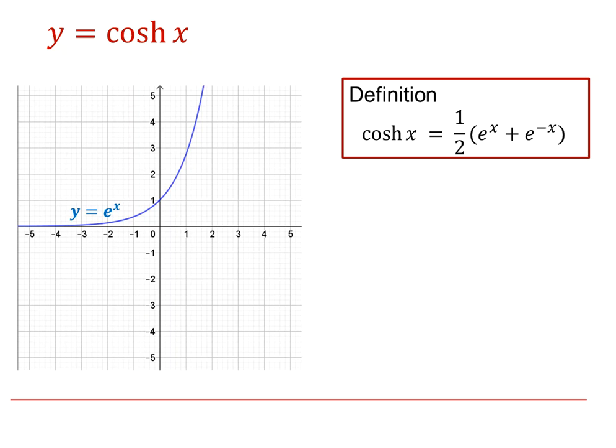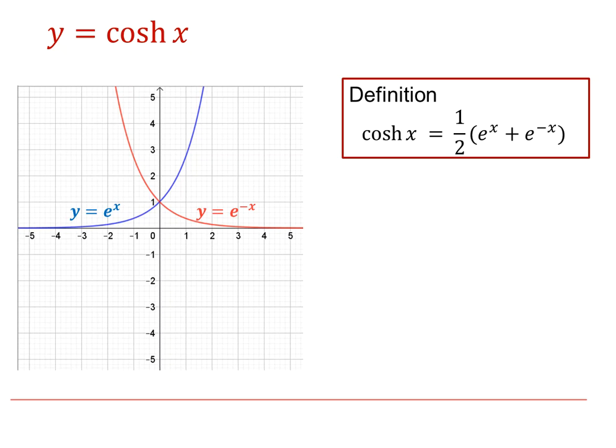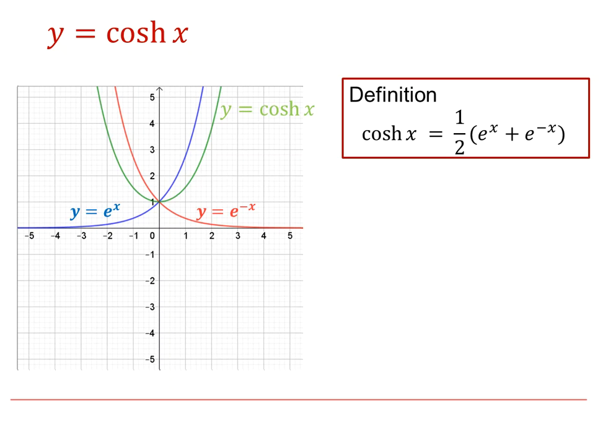If we were to draw the graph of y equals e to the x, it looks like this. If we then think about the graph of y equals e to the minus x, we see the red curve here, and the graph for y equals cosh x lies midway between e to the x and e to the minus x. You'll note that the minimum point of this graph is (0, 1). The range is therefore y greater than or equal to 1, and the domain is x in the real values.